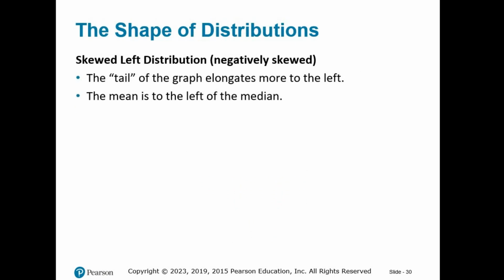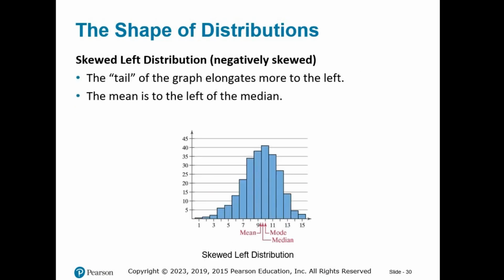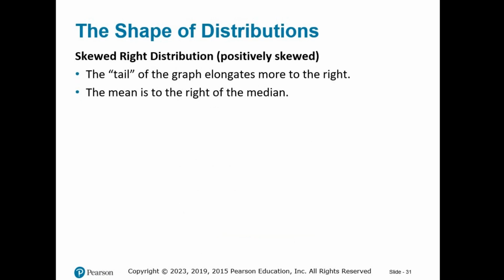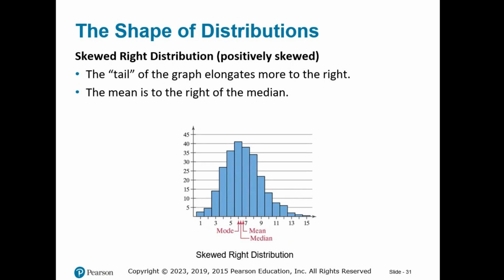The last two types of distributions we'll talk about today are called skewed distributions. A left-skewed distribution has a tail that is elongated more to the left, hence the name left-skewed. When this happens, the outliers towards the left side of the graph pull the mean downward. It actually becomes left of the median. In reverse, a right-skewed distribution has a tail elongated more to the right, and it ends up pulling the mean upwards right of the median.